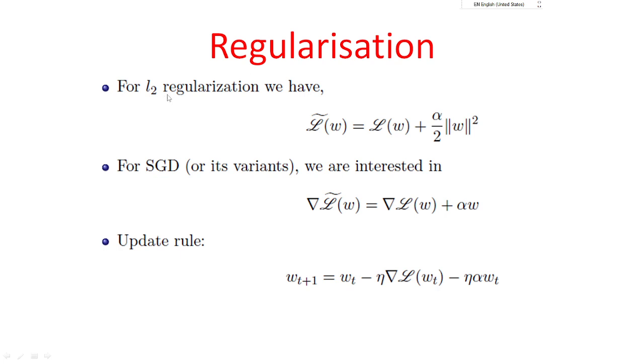This first one is L2 regularization. This term is the L2, the square term. For stochastic gradient descent or its variants, we are interested in the gradient plus alpha W. This update rule will become like this. Regularization is mainly used to minimize or to avoid what? Overfitting.